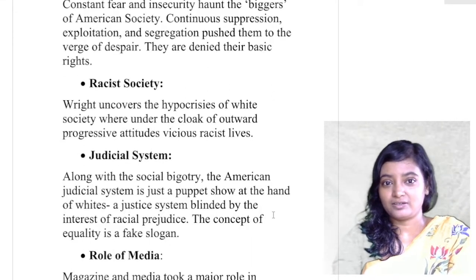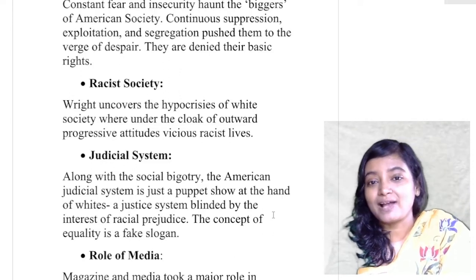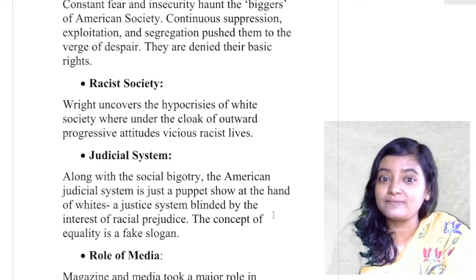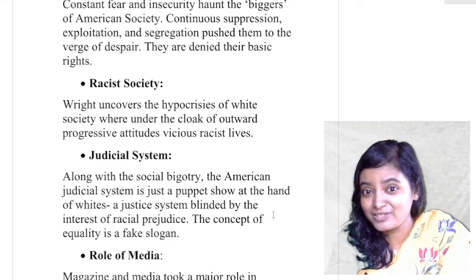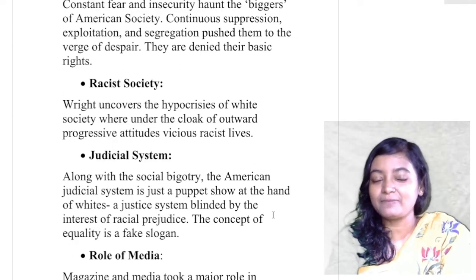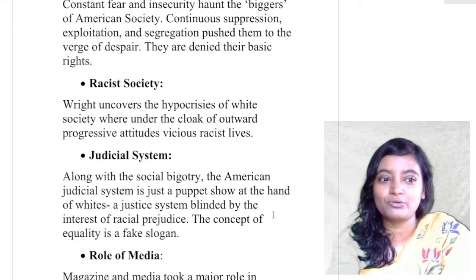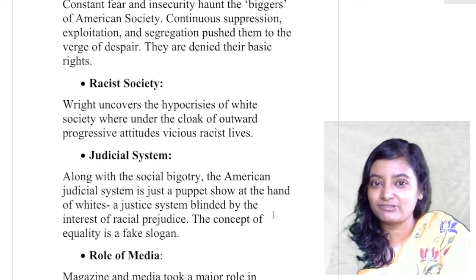Racist society. Wright uncovers the hypocrisies of white society, who under the cloak of an outward progressive attitude are represented by the character Mr. Dalton. That racist society is highlighted by Wright through his characters. They show that they are doing something for the black society, but in actual reality they are doing nothing.